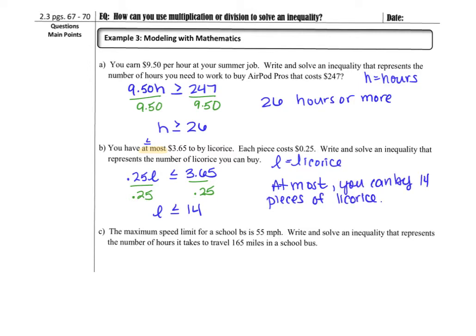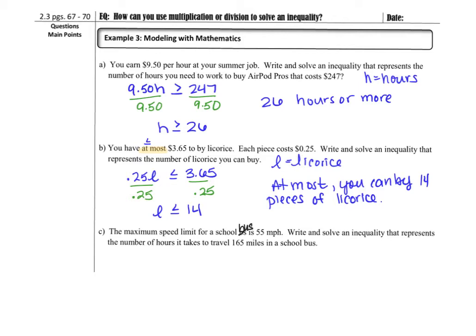Let's look at letter C. The maximum speed limit for a school bus is 55 miles per hour. Write and solve an inequality that represents the number of hours it takes to travel 165 miles in a school bus. And this is actually a very common rule that trailer tractors, or if you have a truck and you're pulling a boat, or if you have a fifth wheel, the max amount of speed you're allowed to go is 55 miles per hour. And I'll fix that typo.